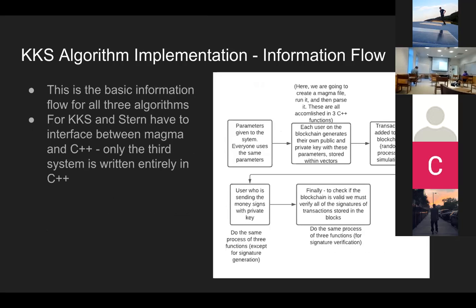So this is the basic information flow. This is pretty much the same basic information flow for all the digital signature algorithms, but I'll talk a little bit about it in the context of this one. At the beginning, the parameters are given to the overall blockchain system. Everybody uses the same parameters for each of the nodes. Then the first step, once you have these parameters, is that each of the users generates their own public and private keys, and then I store them within vectors in C++.